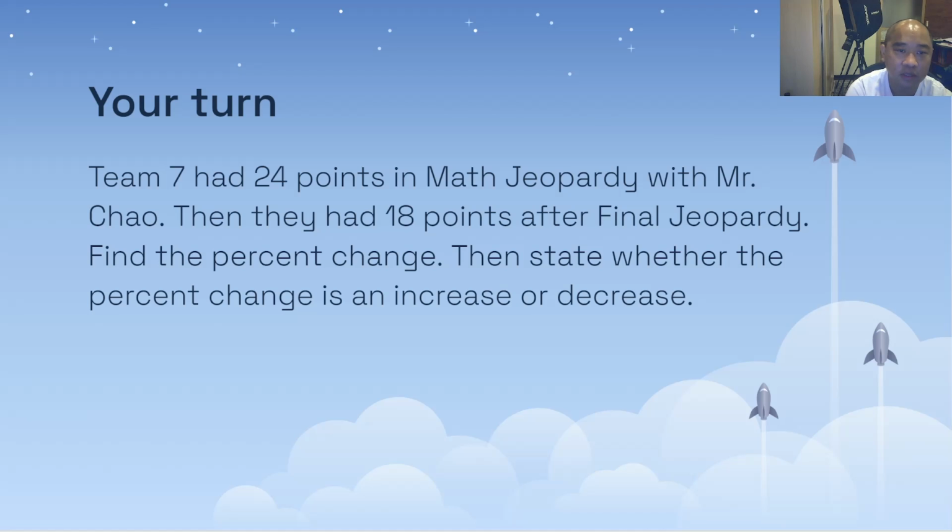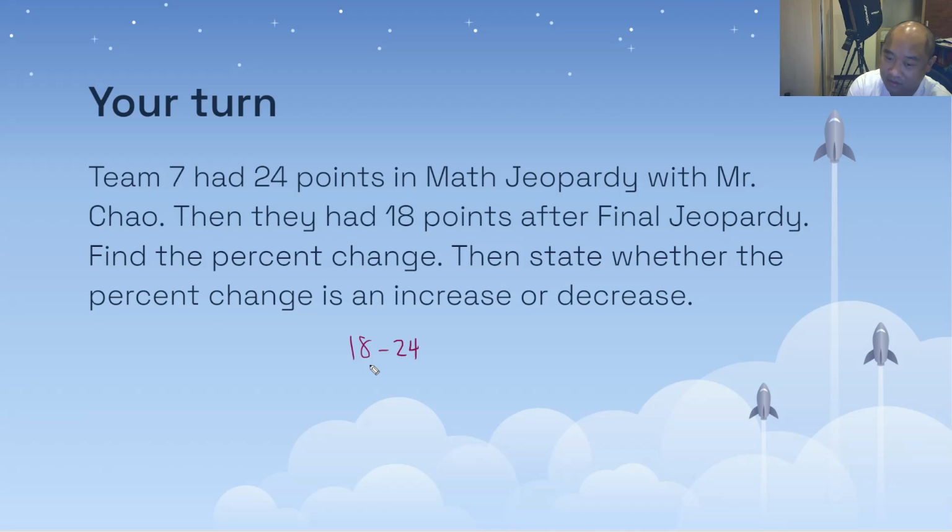Another your turn. Let's say that Team 7 had 24 points in Math Jeopardy with Mr. Chow. Then they had 18 points after Final Jeopardy. So find the percent change. Well, they had 24 points, but now they only have 18.